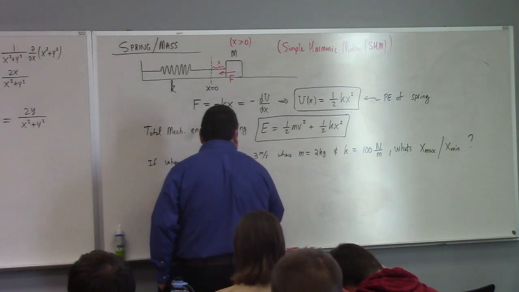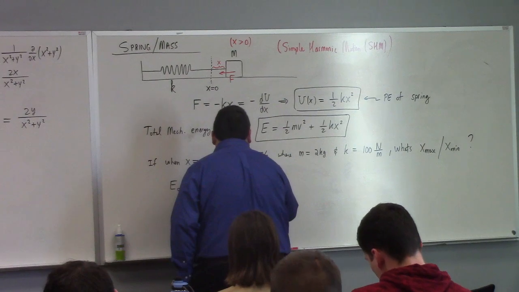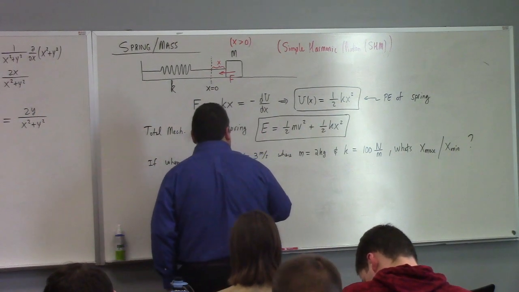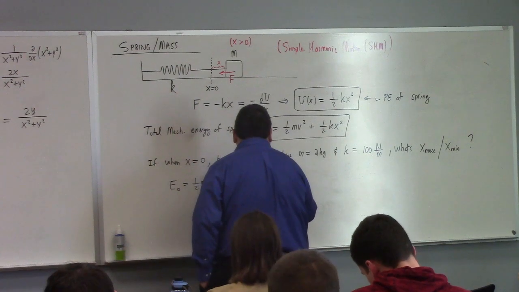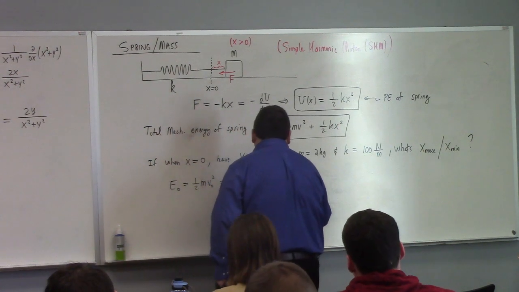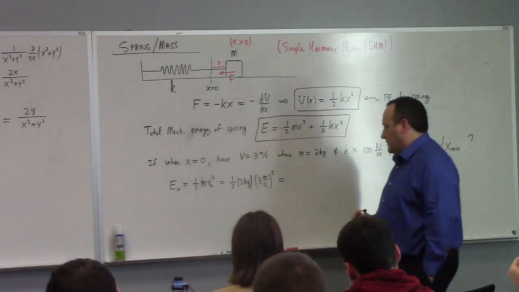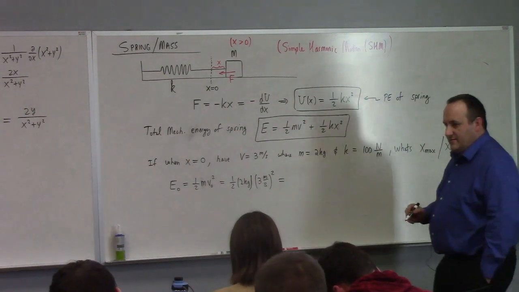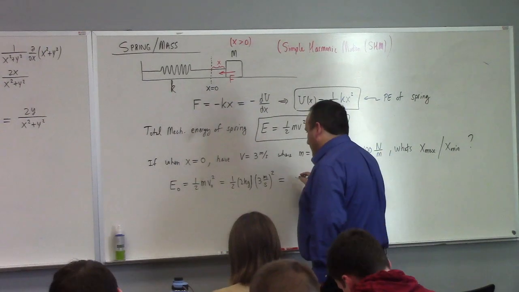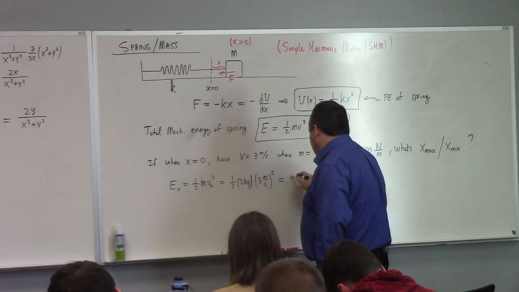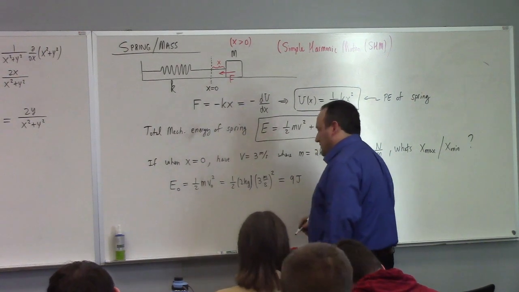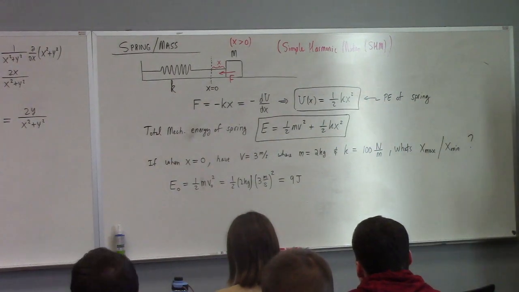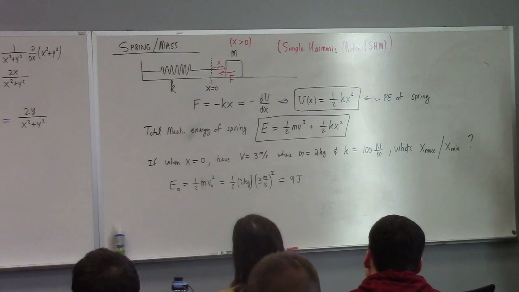So 1/2, maybe 2 kilograms times 3 meters per second squared. You said 18? Oh wait, yeah, you're too generous. So yeah, 9 joules, right? 9 joules is the total energy. But that's conserved because this is a conservative system. So we can say that that's equal to what?